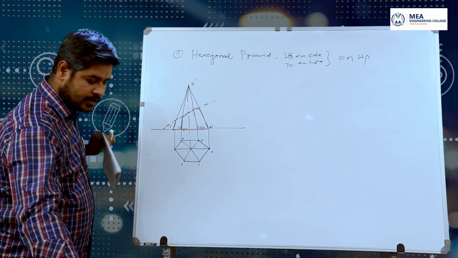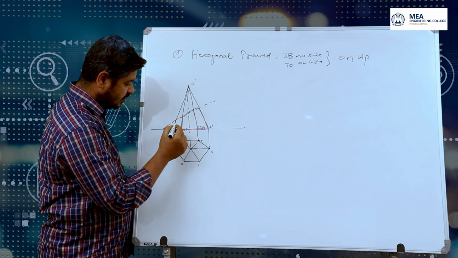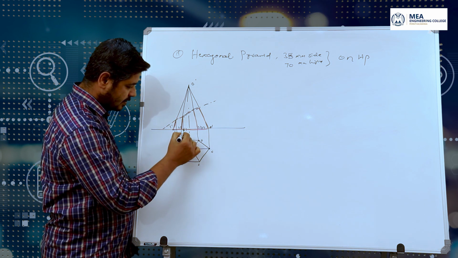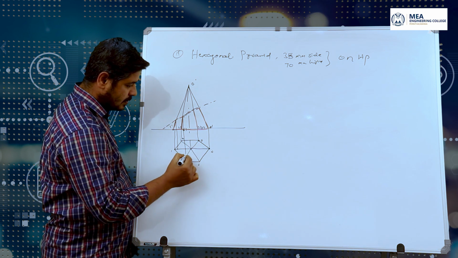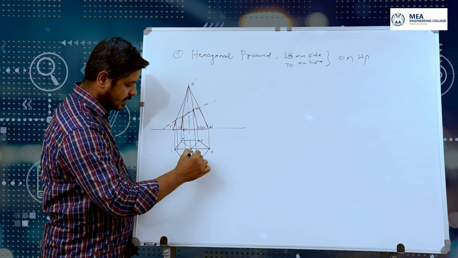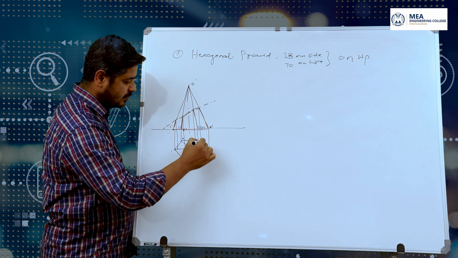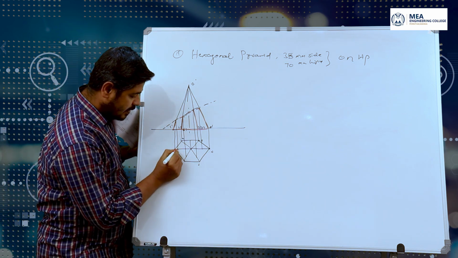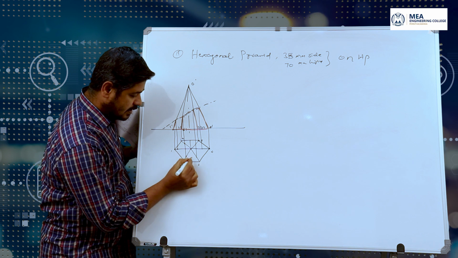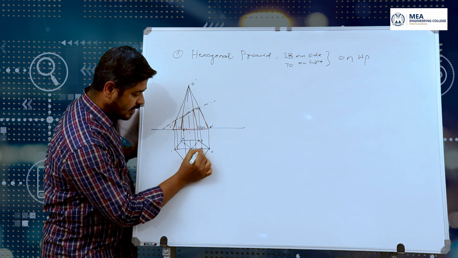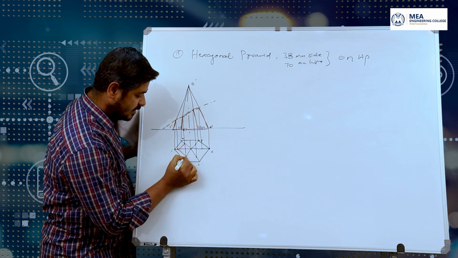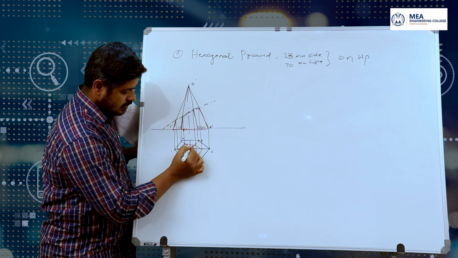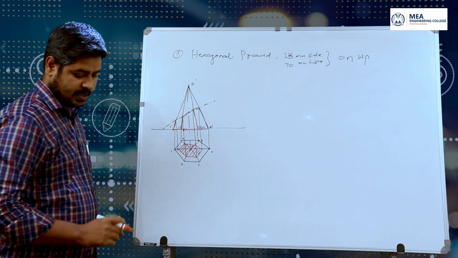Then accordingly you can construct the cut points also. First cut point, second cut point, third cut point on the next edge, and fourth cut point. So we will obviously get 4 different cut points. 1, 2, 3, 4, 5, 6. Then connect them. This is the section.